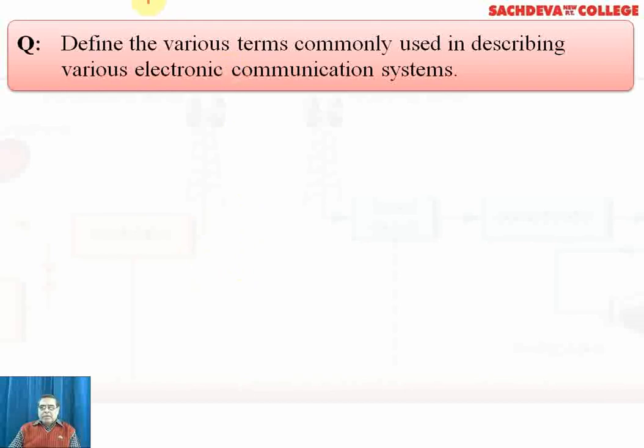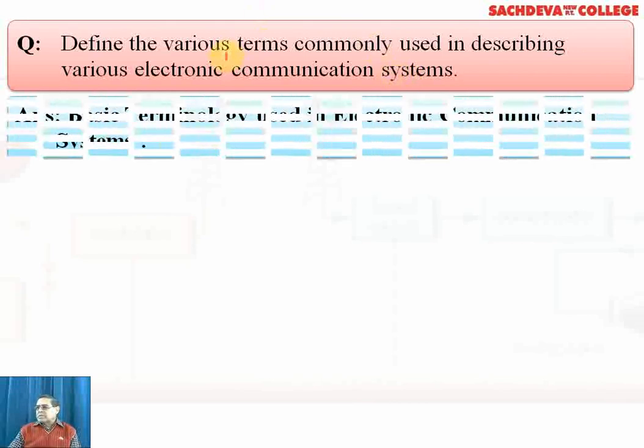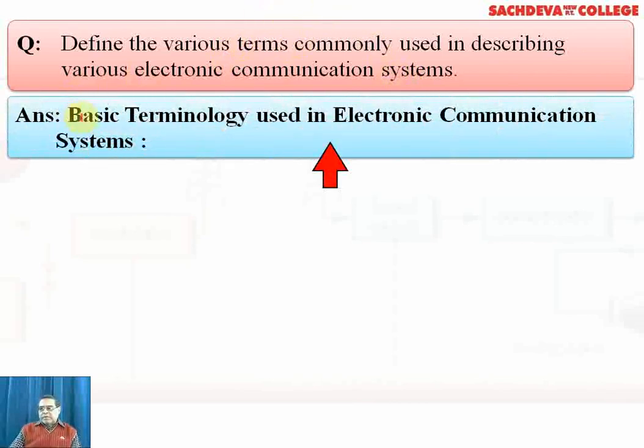Now we come towards describing various terms commonly used in describing the various electronic communication systems. So in electronic communication, we have to communicate a message to the receiver, and communication is carried out at the transmitter, but it is sent through the free space, and the receiver will process it. Then what are the various terms we are using in describing the electronic communication system? So first of all, we come towards the terminologies in the electronic communication system.